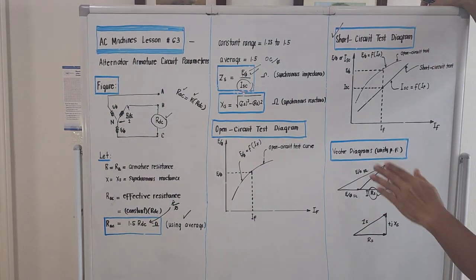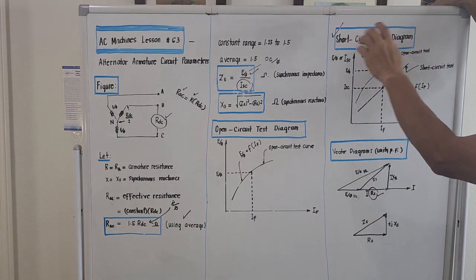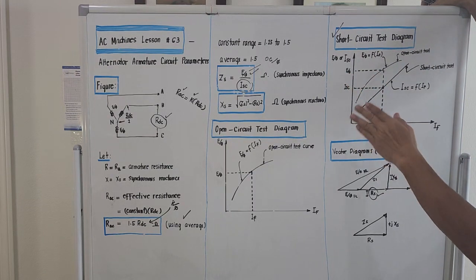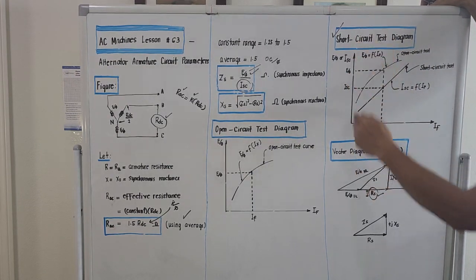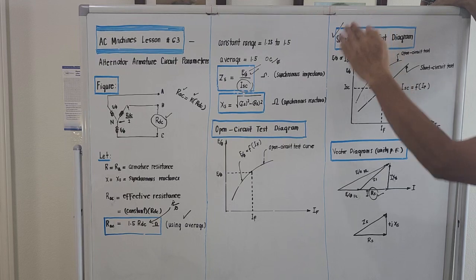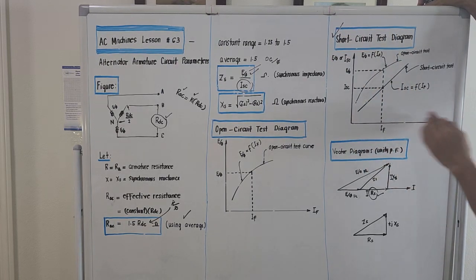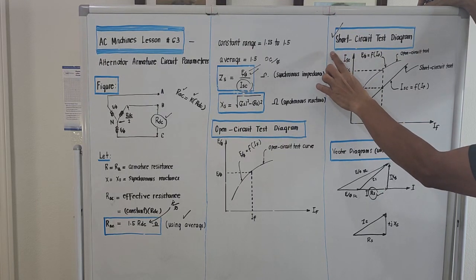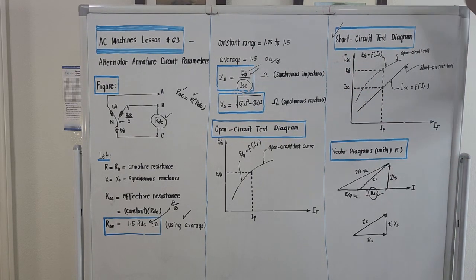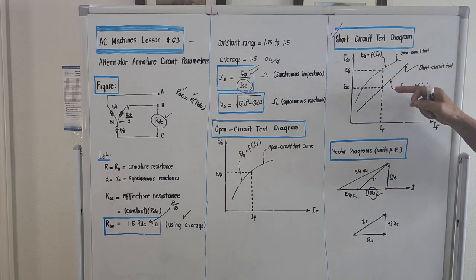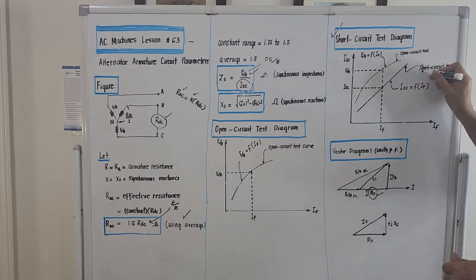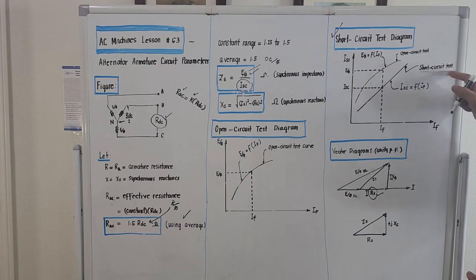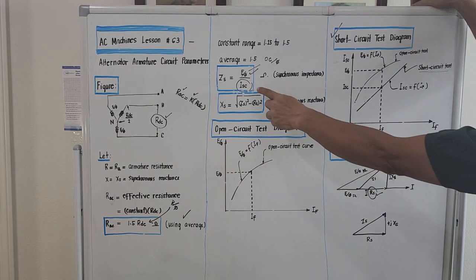Because the short circuit test is actually a graph of the short circuit current as ordinate, and the abscissa is the value of IF, the excitation current. Let's erase this voltage per phase, and let's consider for the meantime the straight line graph. The straight line graph is what is termed the short circuit test. This is where we get the value of I short circuit.